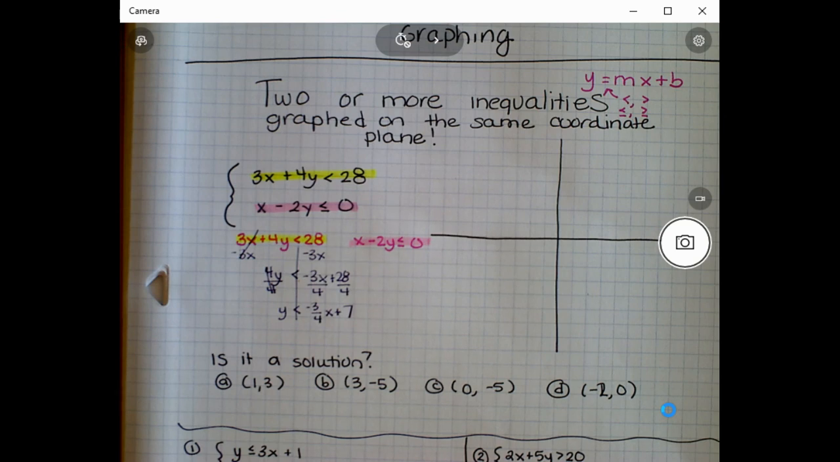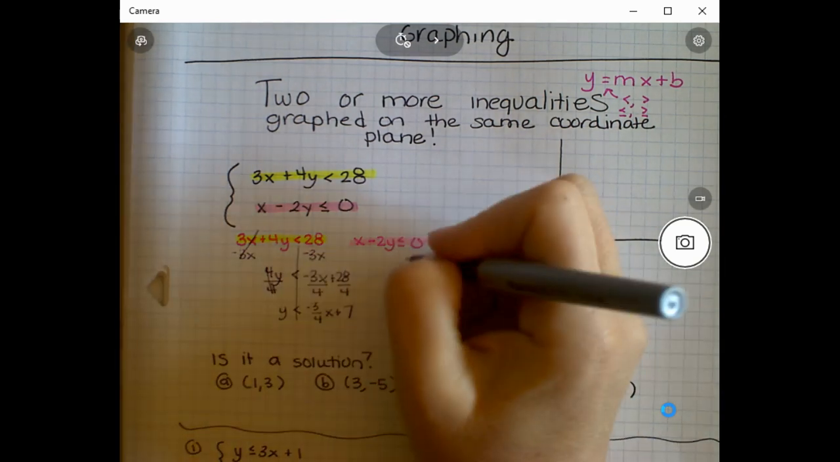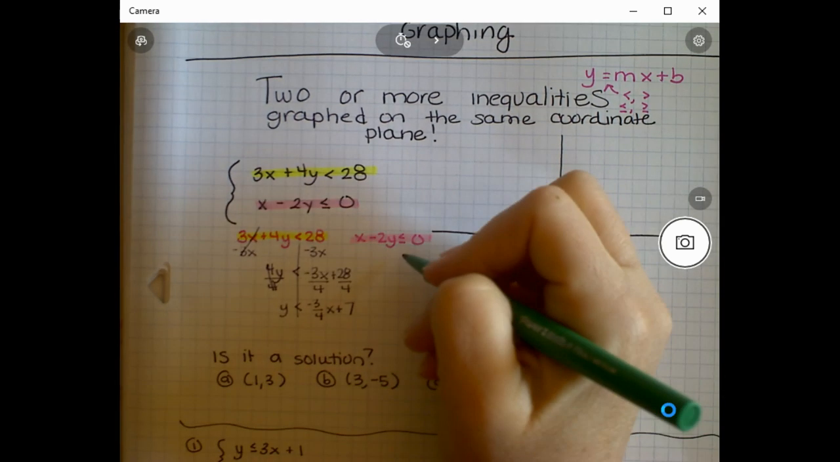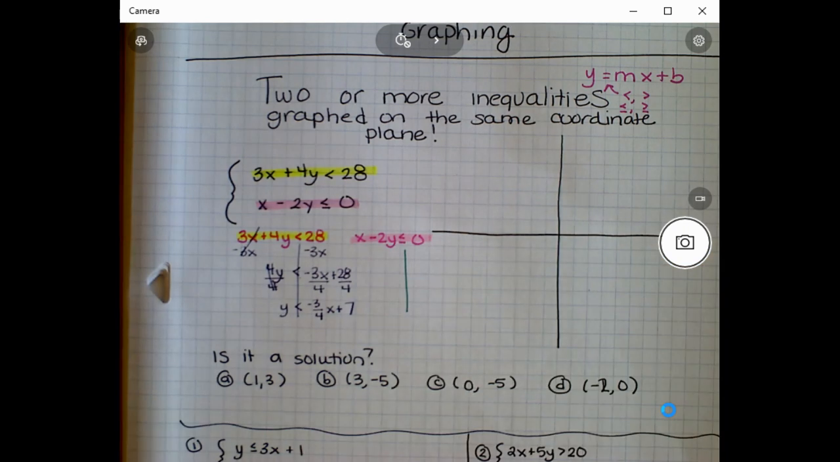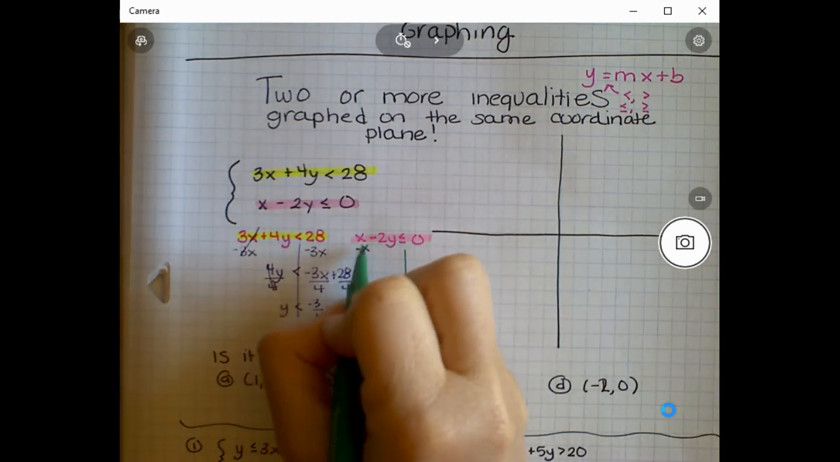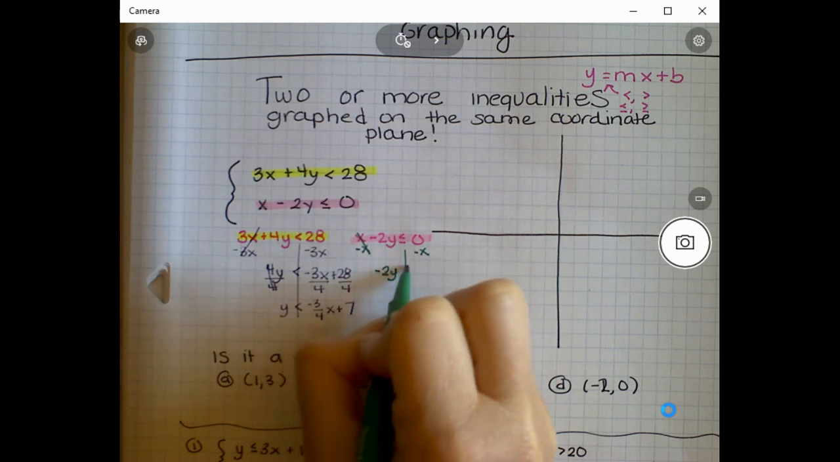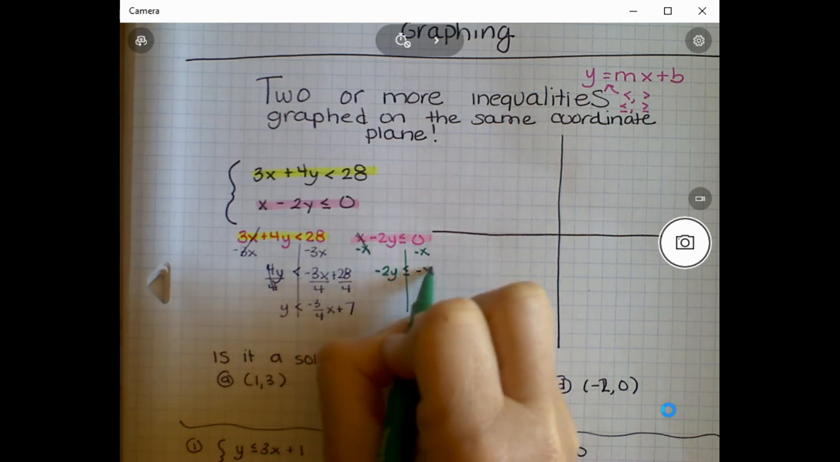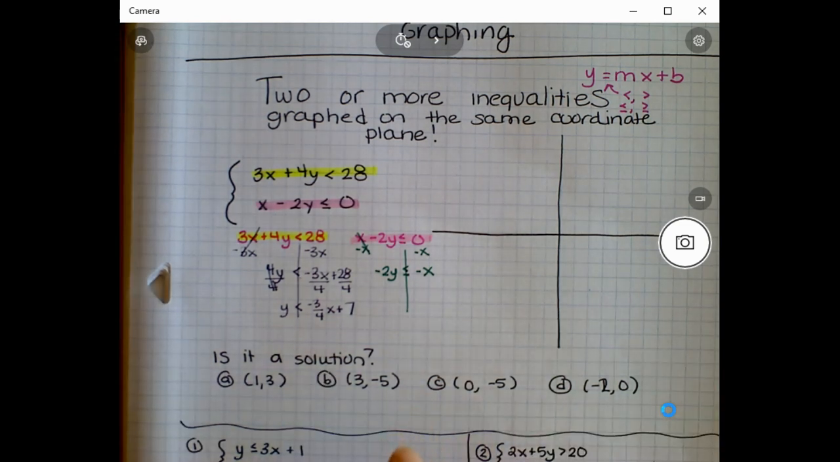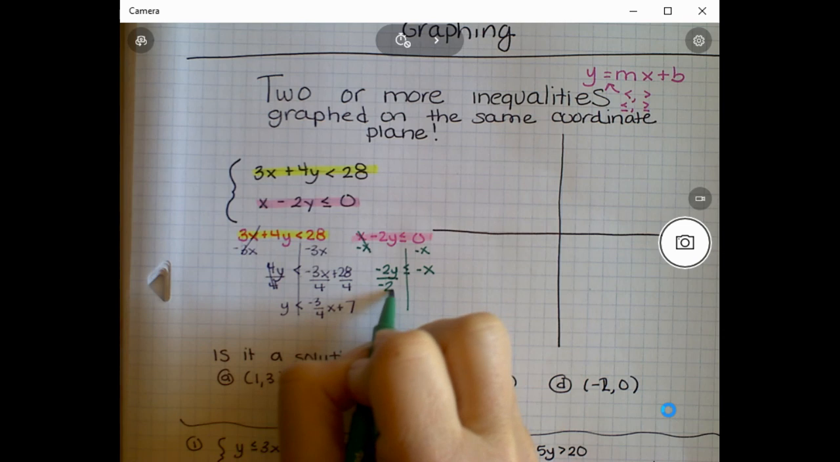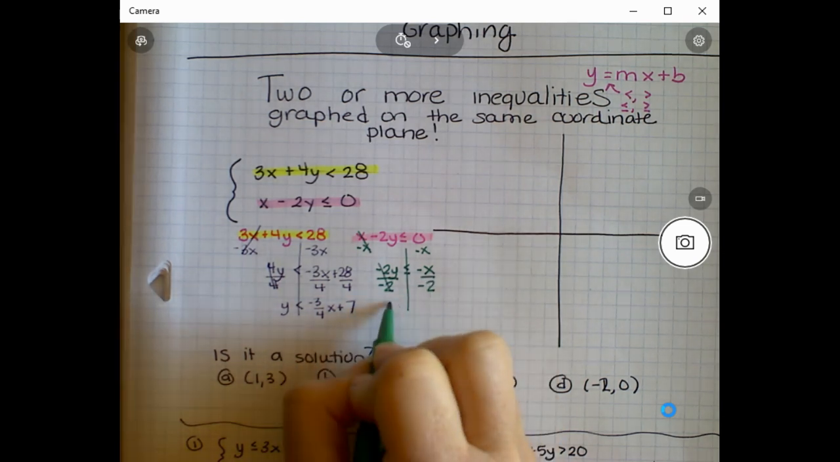All right, now let's look at the other one. Let me switch colors so we don't get the stuff lost. Okay, draw a line down. We want the y alone, so we're going to move the term with x. So now we have negative 2y is less than or equal to negative x plus 0, but we don't need to write plus 0, so I'm just going to put negative x. And we have negative 2 times y, so we're going to divide both sides by negative 2.